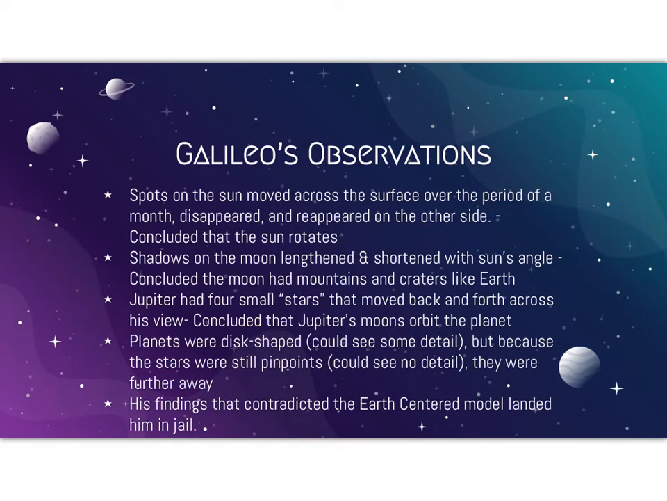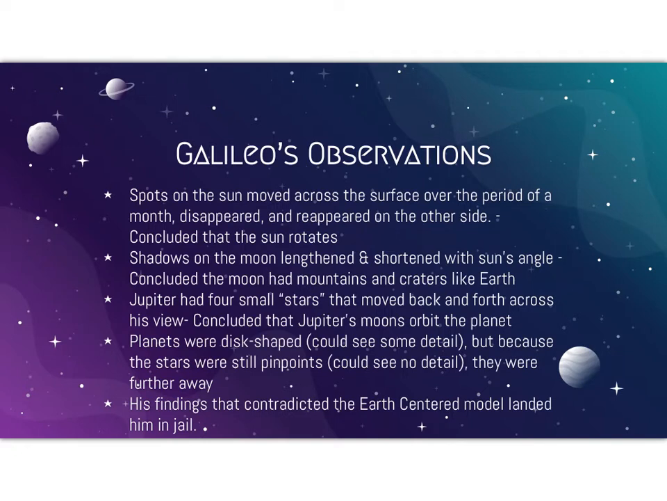He also saw shadows on the moon that lengthened and shortened with the sun's angle. He concluded that the moon had mountains and craters like Earth, that it wasn't a flat surface. He observed that Jupiter had 4 small stars that moved back and forth across his view. He concluded that Jupiter's moons must orbit the planet, Jupiter.